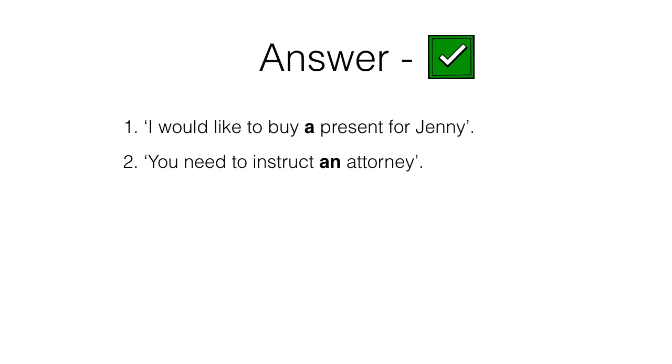Now let's have a look at the answers together. I would like to buy a present for Jenny. So we use a because present starts with a consonant P. You need to instruct an attorney. We say an attorney because a in attorney is a vowel. I need you to open a file for Mr. Jones. So here again we use a because F in file is a consonant.